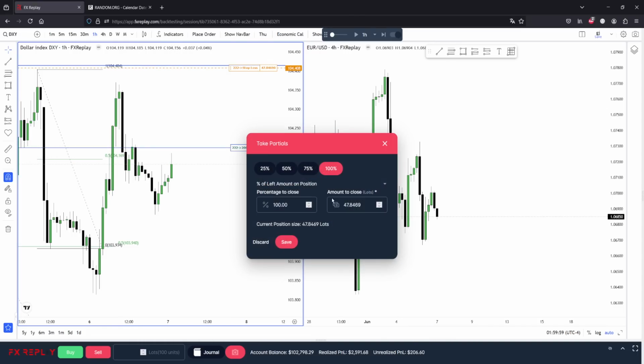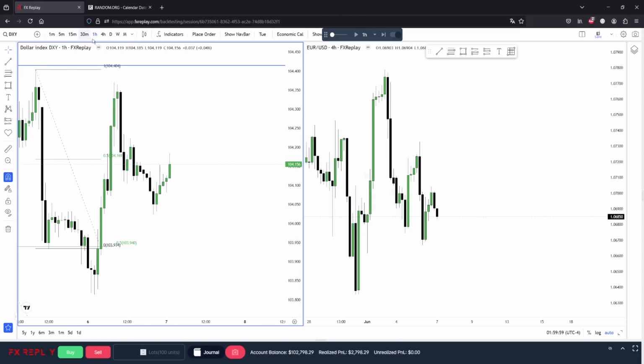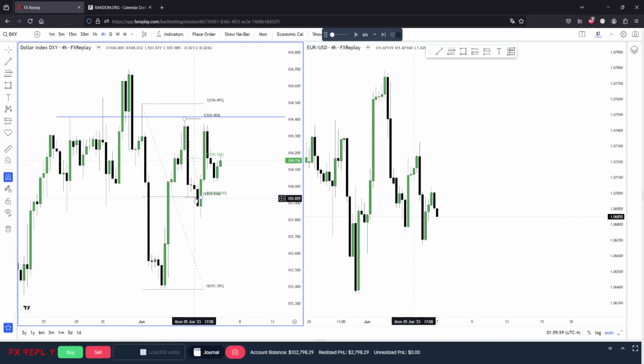Yeah, so I'm gonna close this one, and I'm gonna wait for another 1 hour range to spawn from here, because I'm kind of wary about these highs here.